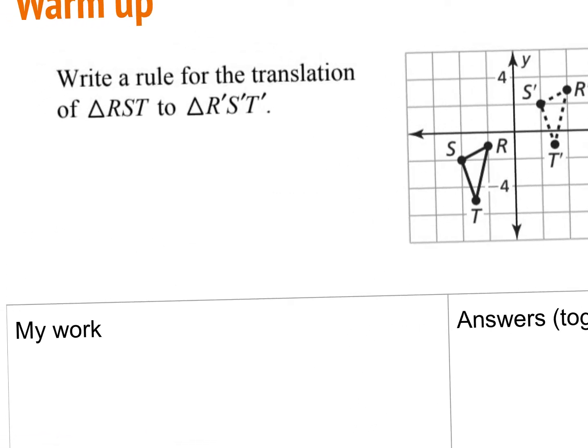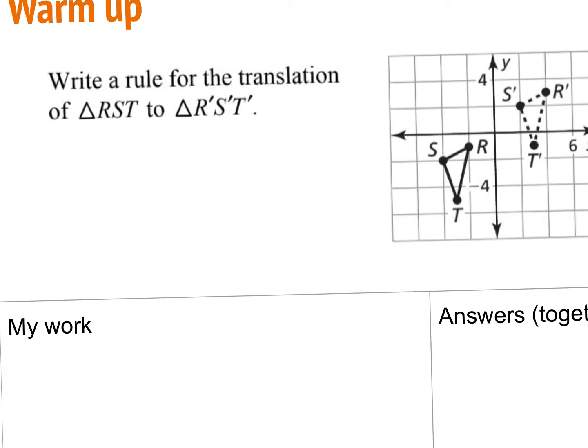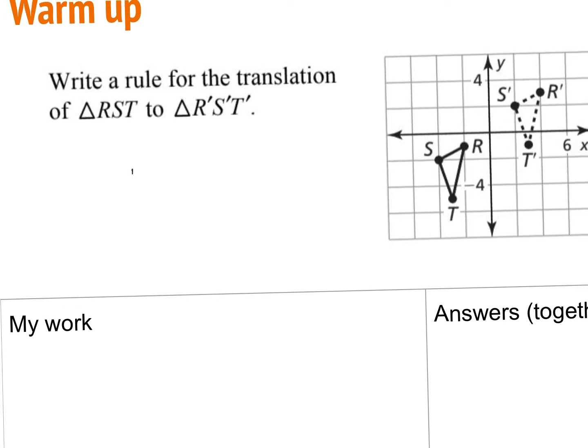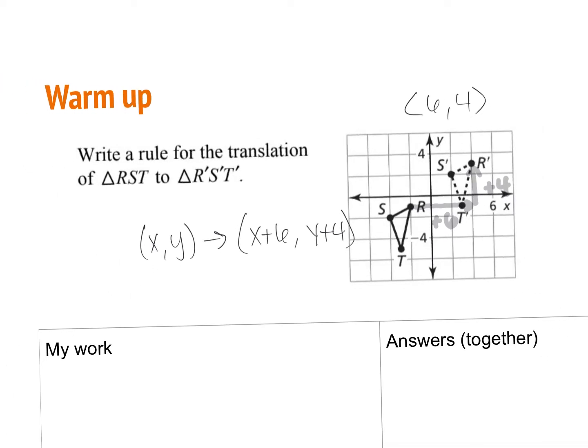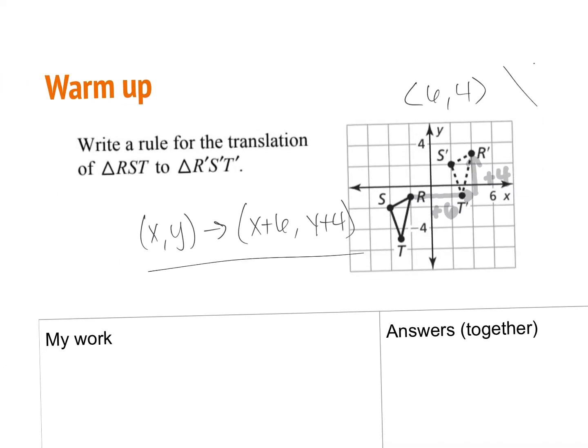Okay, peeps. The answer to this guy, pay close attention, is (x, y) goes to (2x + 6, y + 4). Okay, I do know some of you put it like this. This is still the same transformation, but why is this the only answer and not this guy?